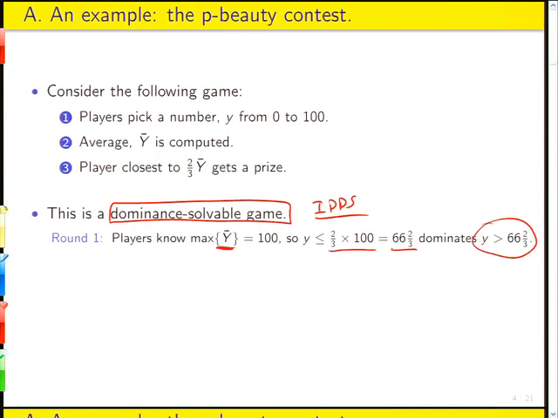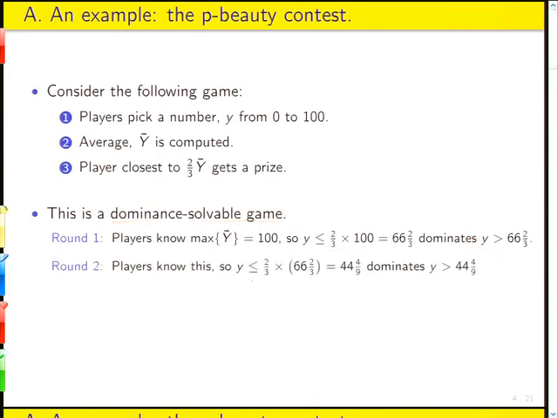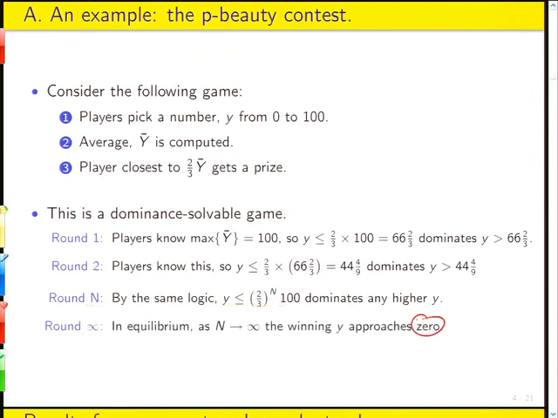Iterating that thought process, we can also say that now the maximum possible is 66 2/3, which means the maximum possible prize payoff target is 44 4/9, right? 2/3 of that max. And so anything above 44 4/9 is now dominated. So no fool would reasonably guess anything above 44 4/9. Right? So by the same logic, you can figure out that in round n, anything below 2/3 to the n times 100 dominates anything above. And then as n goes to infinity, you get the Nash equilibrium, which is that everybody guesses 0. Right? It's perfectly obvious. It's not what people do.